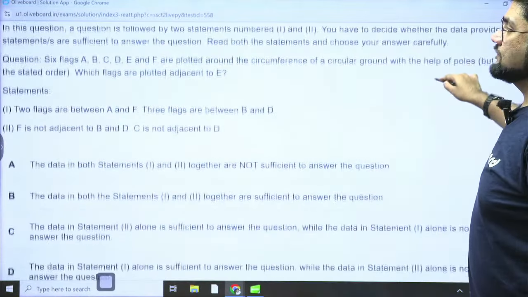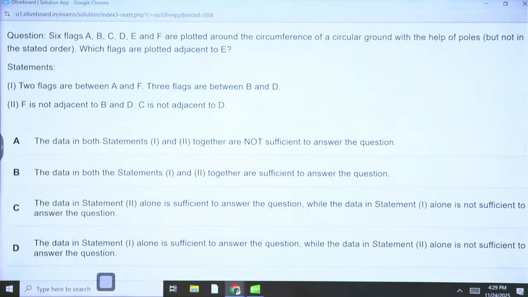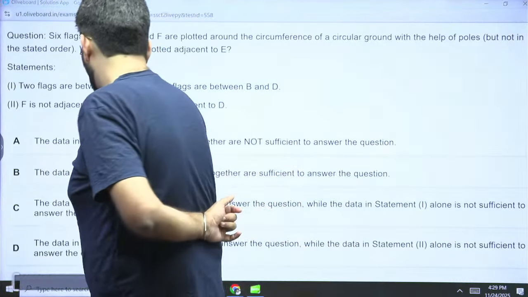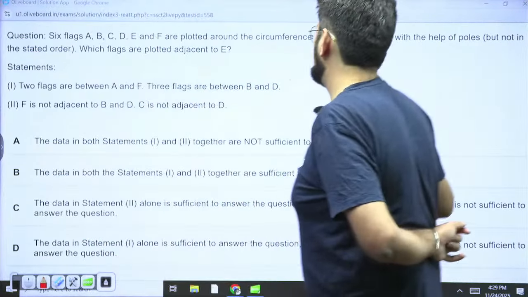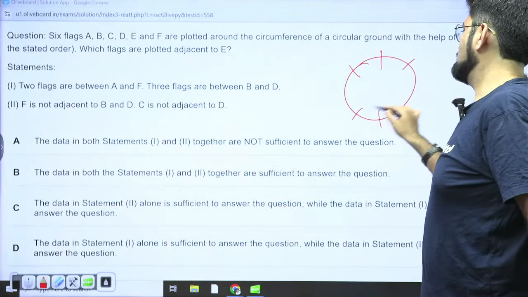Data sufficiency again. 6 flags A, B, C, D, E, F are plotted around the circumference of a circular ground with the help of poles, but not in the stated order. Which flags or which poles are adjacent to C? It's just like a sitting arrangement only. They're just using different language. Okay, something of this sort.